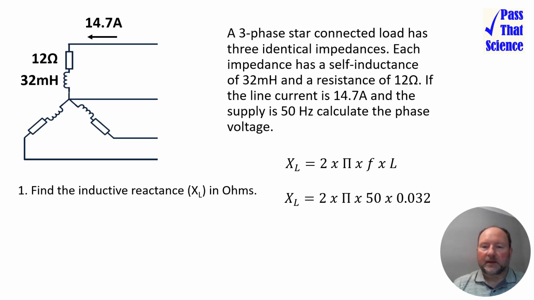Put the figures in. 2 is a constant value, pi is a constant value, 50 hertz is your frequency, and now L, the inductance. It says in the question that it's 32 millihenry. Now that is 0.032 Henry, or 32 thousandths of a Henry, or 32 times 10 to the minus 3, whichever way that you've been taught in your lessons. But don't forget that is millihenry. You do have to put that right in the equation, otherwise you'll get it wrong. Then once you roll the calculation, the inductive reactance is 10.05 ohms.